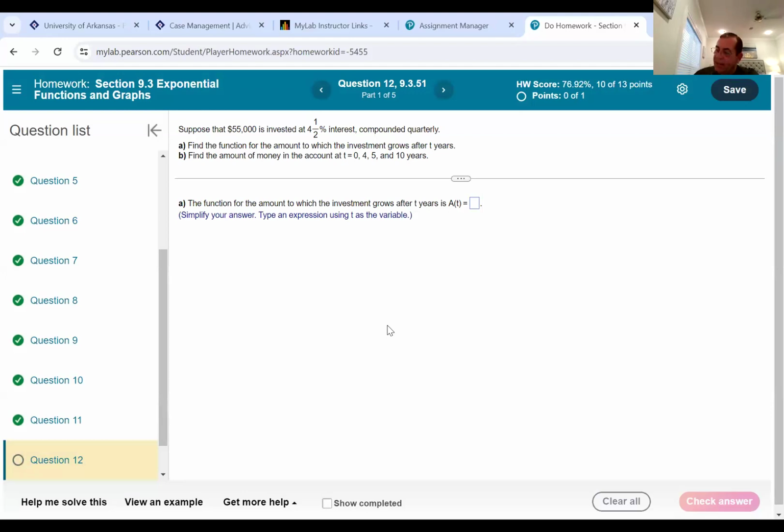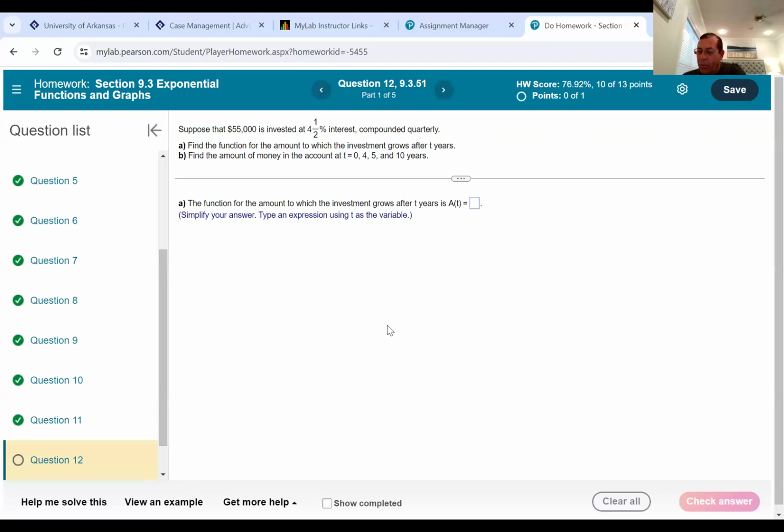All righty, let me write this info down and then we'll play with this one. So $55,000 invested at 4.5% interest compounded quarterly. They want me to find the function for which the investment grows after T years. That means they want us to come up with a formula and then find the amount of money in the account at 0, 4, 5, and 10 years.